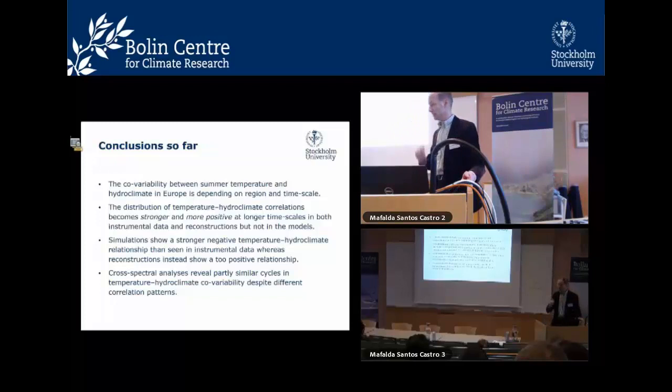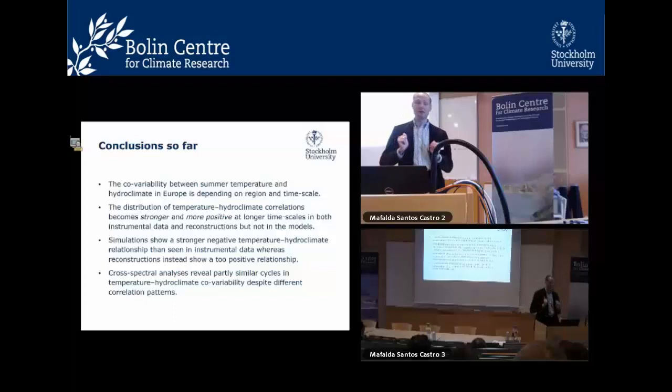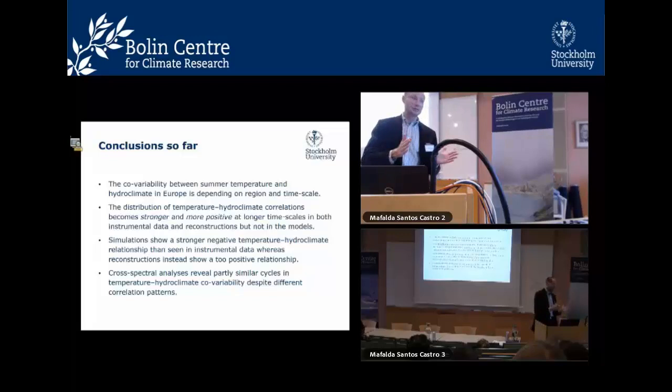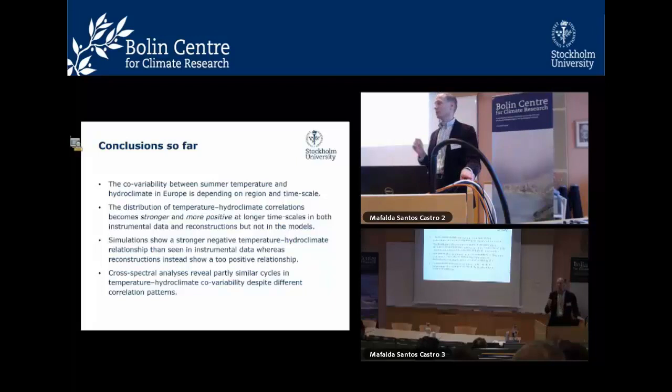And the simulations show a stronger negative relationship between temperature and hydroclimate than seen either in instrumental data or in reconstructions. But the reconstructions, on the other hand, obviously show a too positive correlation. So in the models, it's too negative between temperature and hydroclimate, regardless if you look at PDSI, a drought index, or direct precipitation. The models are too negatively biased. When it gets warmer on all timescales, it gets drier in Europe in summer. But the tree-ring-based products show a too positive relationship instead. The instrumental shows something in between.